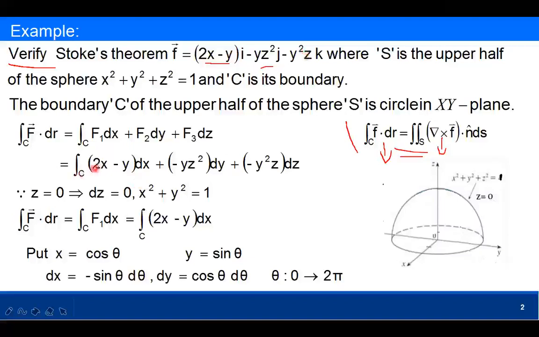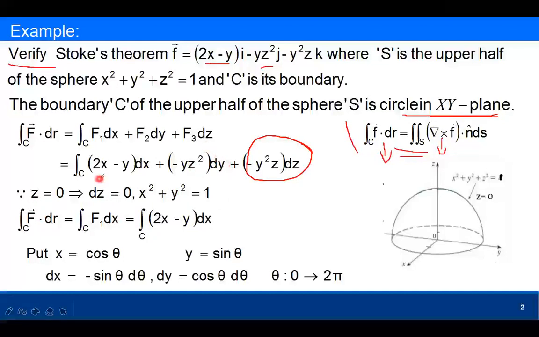Since C is the boundary of the upper half of the sphere S, it is a circle on the xy plane. So on the xy plane z is 0, which means dz is 0. In the sphere equation x² + y² + z² = 1, if z is 0, it is the equation of a circle x² + y² = 1. Since dz is 0, this term is 0. If you substitute z equal to 0 in this, 0 into anything is 0. So this term is also 0.